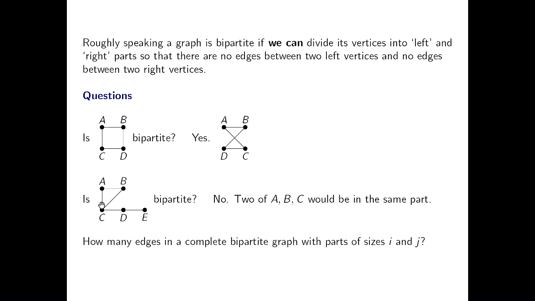How many edges would there be in a complete bipartite graph with parts of size i and j? i times j, right? Because in a complete bipartite graph, we're going to have every single edge between the part on the left, which is size i, say, and the part on the right, which is size j, say, and there are i choices for the vertex on the left and j choices for the vertex on the right. So, ij edges there.